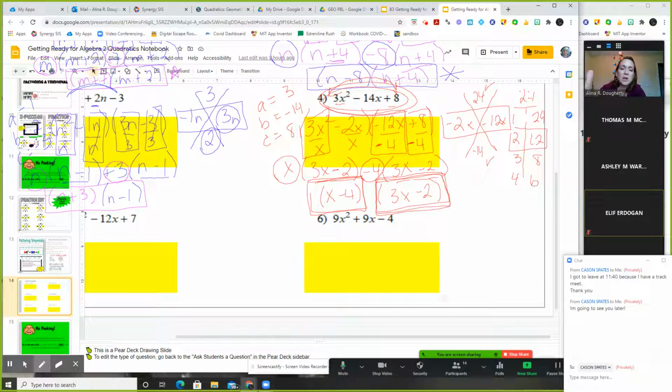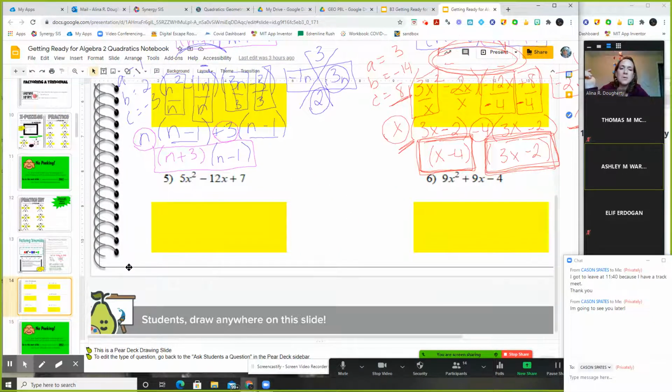Don't shortchange yourself. Do all of the steps, make the X puzzle, put it back together, take out the greatest common factor. But then the answer choices, it's going to be multiple choice. You're going to have to select those 2 factors from a list. Sometimes it's 4, sometimes it's 6, sometimes it's 8 choices. It'll make sense when we get there. I promise. I got you.